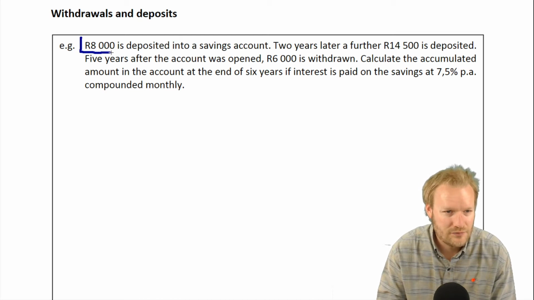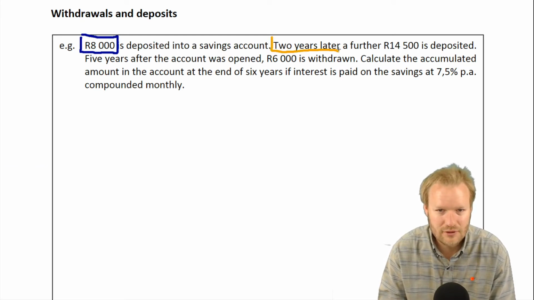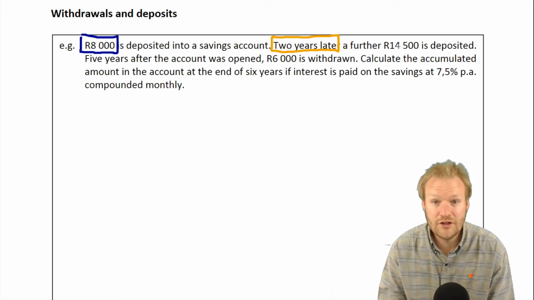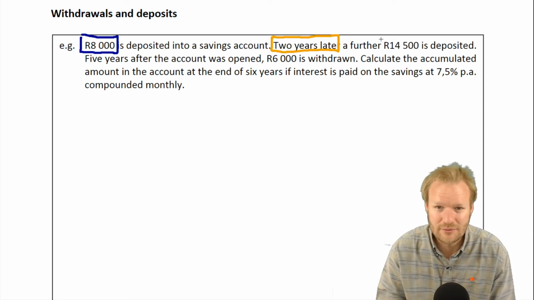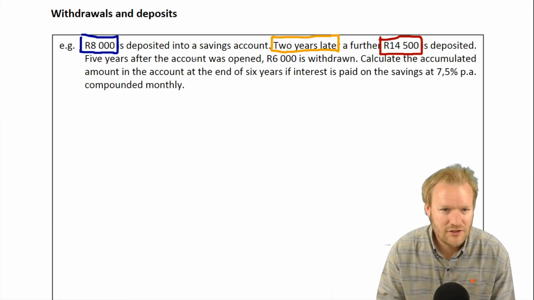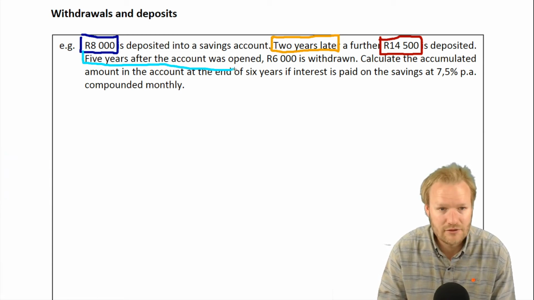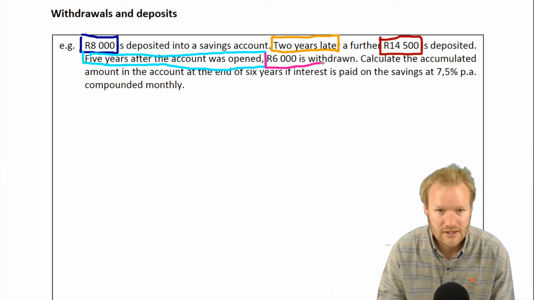8,000 Rand is deposited into a savings account. 2 years later, okay, that's going to be important, a further 14,500 Rand is deposited. Okay, 5 years after the account was opened, so keep note of the wording here. 5 years, but not 5 years, but 5 years after the account was opened, 6,000 Rand is withdrawn. Okay, 6,000 Rand is withdrawn.